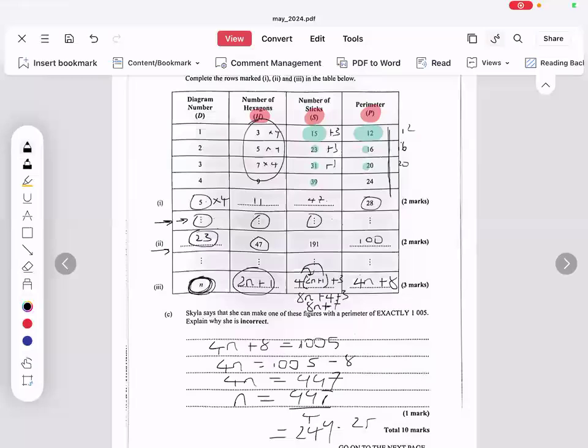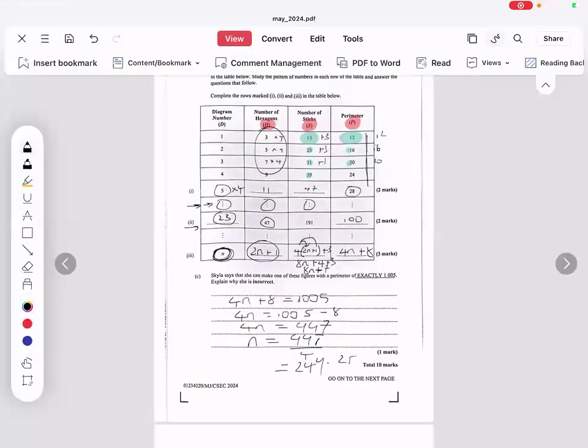Because she's saying that she can use exactly 1005. You can make a shape of a perimeter that is maybe 1000, but not exactly 1005. So your answer would be that it is incorrect because a piece of a shape doesn't exist, or you can't have a quarter of a shape or a quarter of a diagram. So with the answer here, you can say it's not possible, and then tell them in what way you think it's not possible.